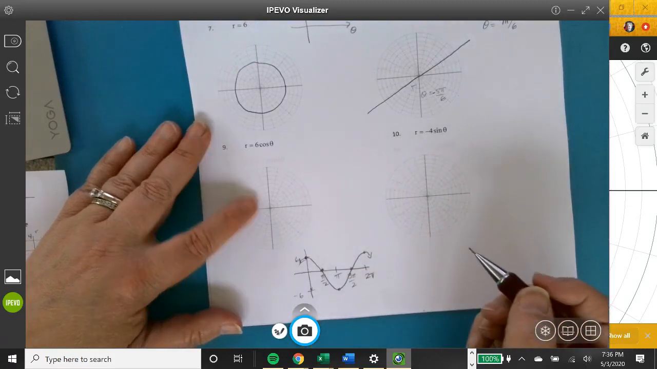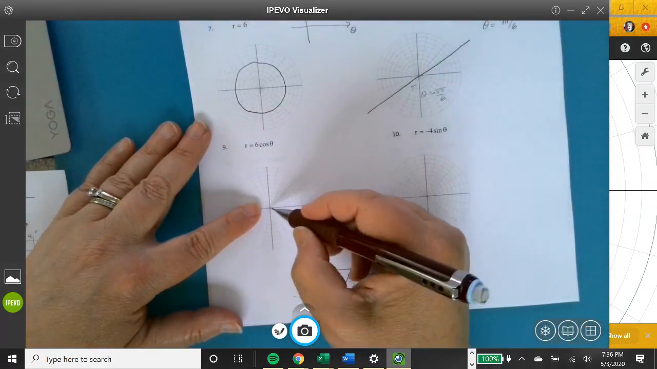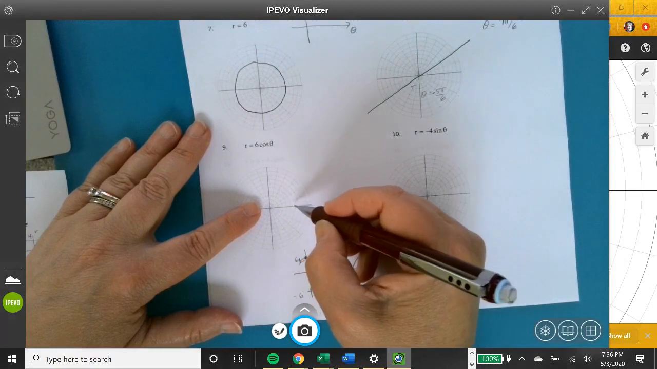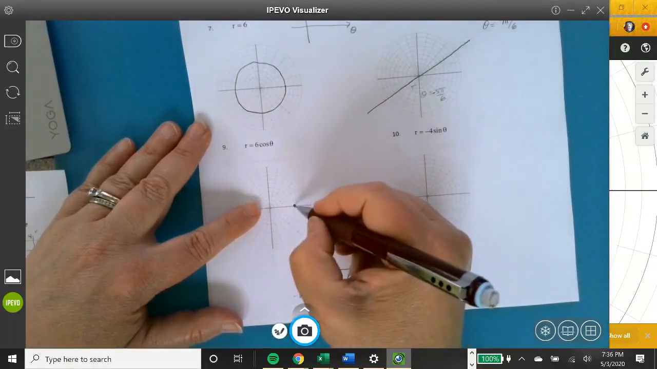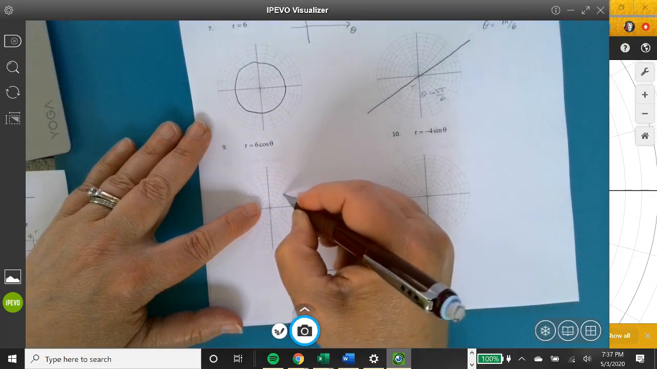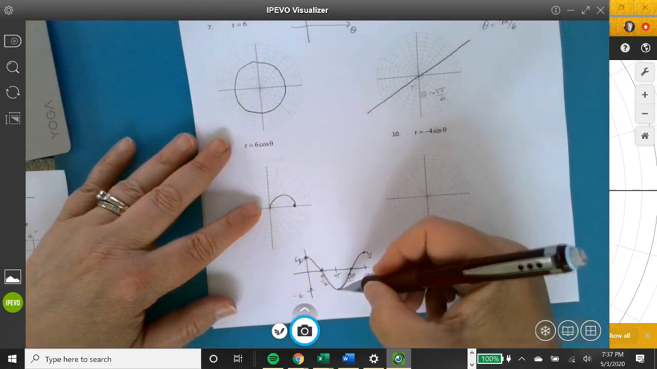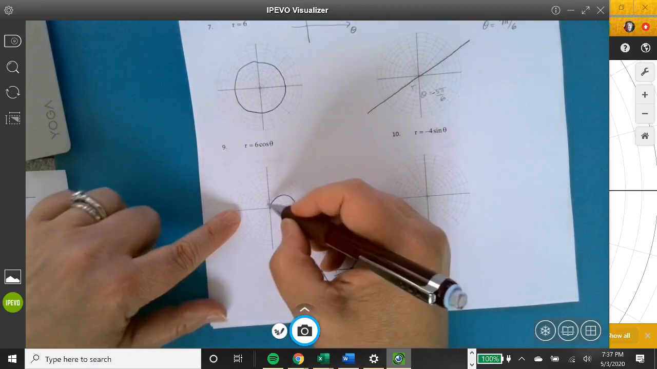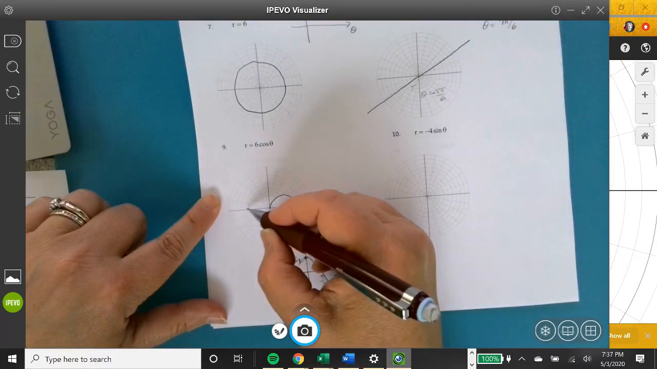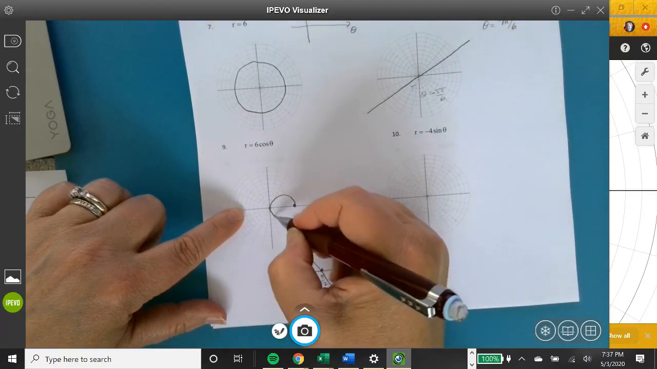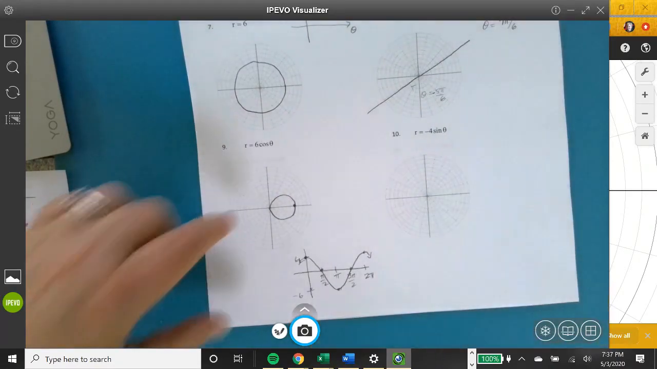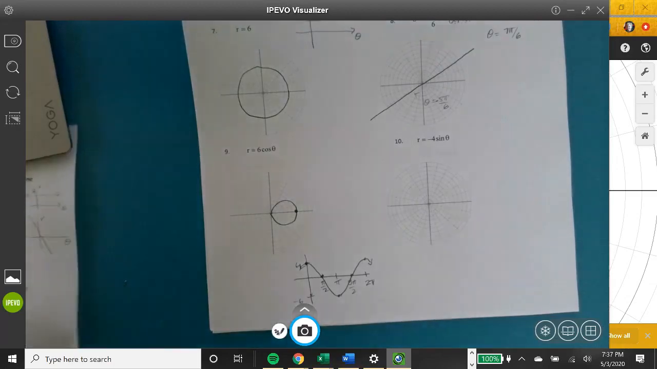It's positive. And if I go out radially 6, rotate 0. 1, 2, 3, 4, 5, 6. Rotate 0. Go back to the pole. Remember, we're rotating counterclockwise. We're going to go back to the pole. And then I'm going to go out radially negative 6. 1, 2, 3, 4, 5, 6. And then rotate pi. And then I end up here. So from the pole to here gives me, what, a circle.